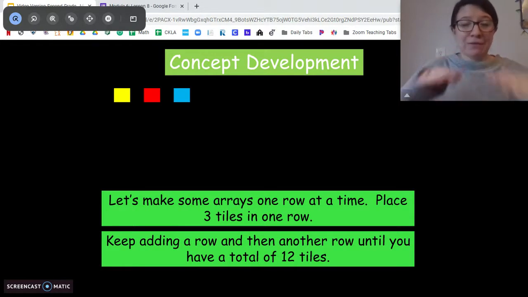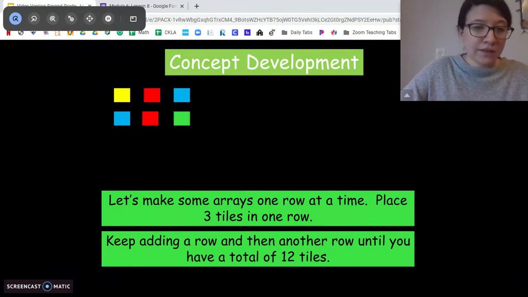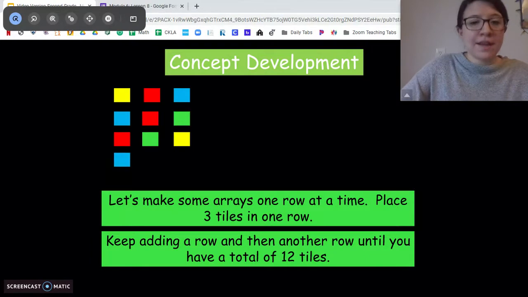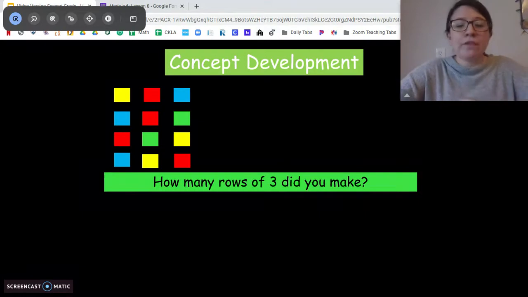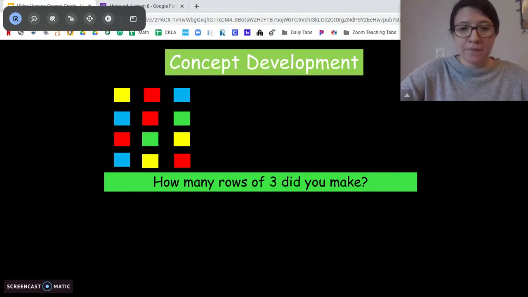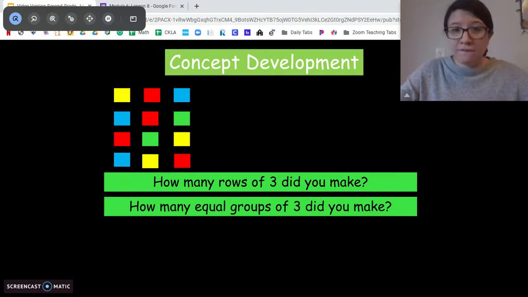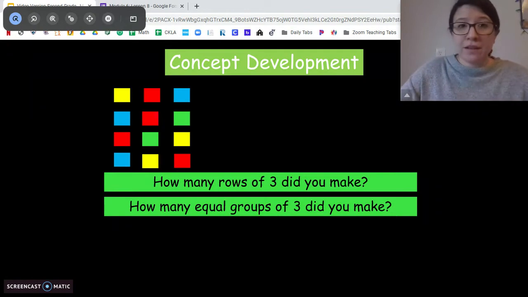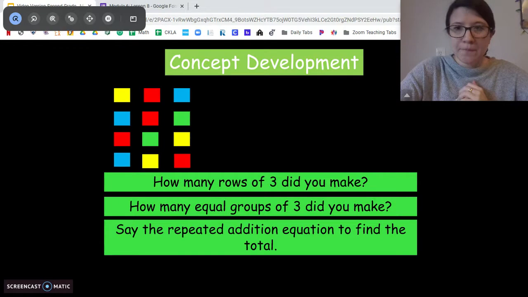Okay, so I have 3 tiles, so I'm going to keep adding rows until I get to 12. 3, 4, 5, 6, 7, 8, 9, 10, 11, 12. Is that what yours looks like? Good job. All right, how many rows of 3 did we make? Remember, rows are this way. How many rows of 3 did we make? Good. How many equal groups of 3 did we make? Are all of these groups equal? So how many groups of 3? Good job. What's the repeated addition sentence? Write it on your paper now with the total.